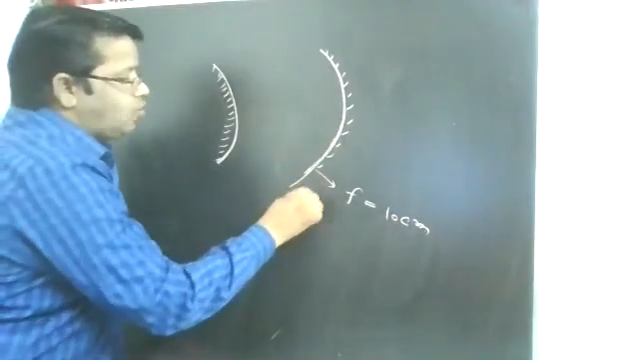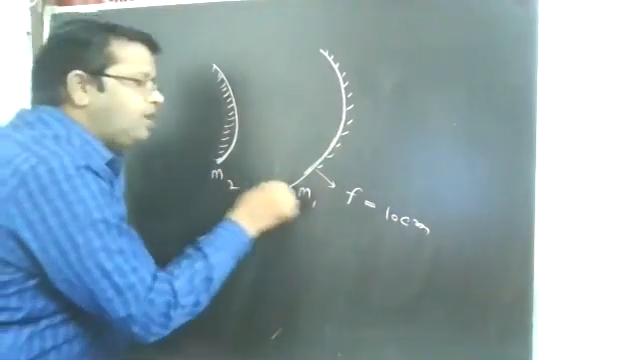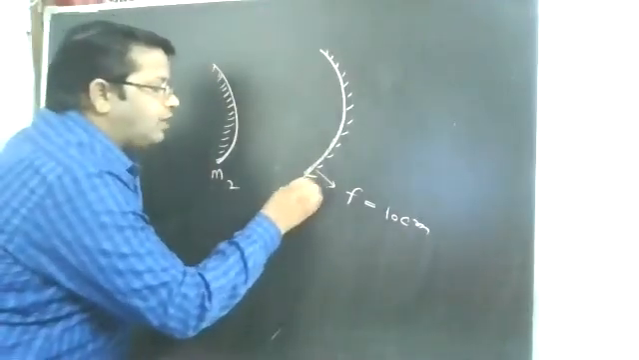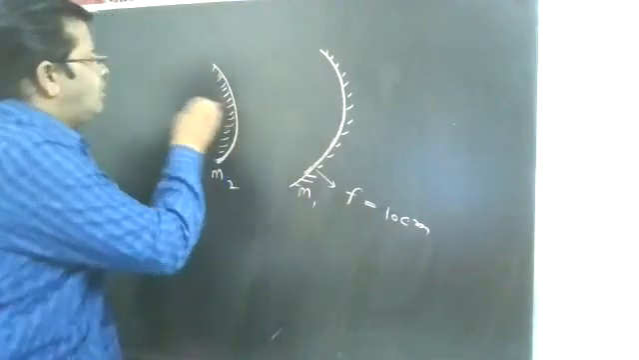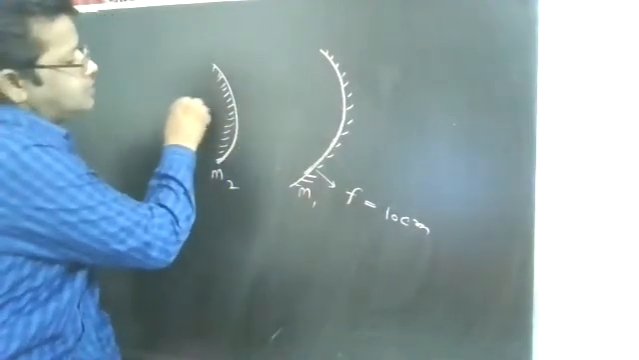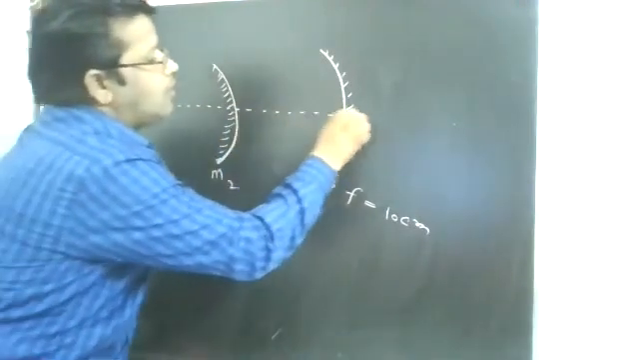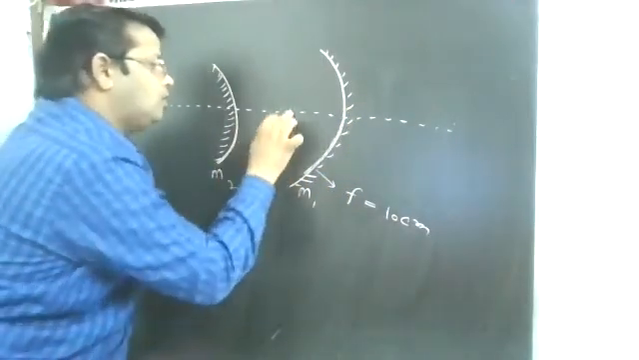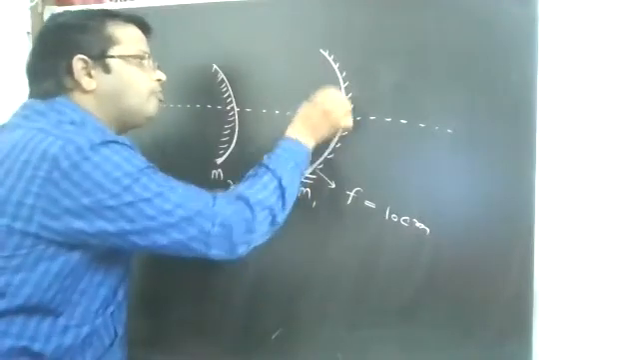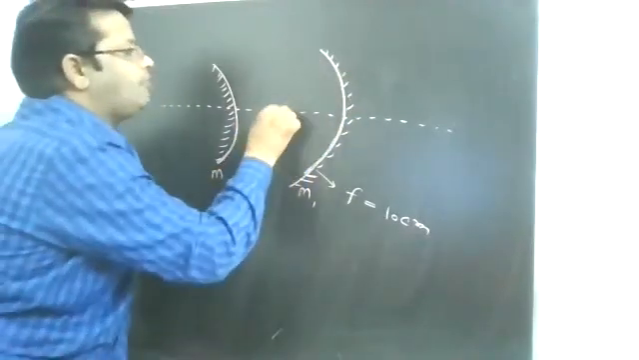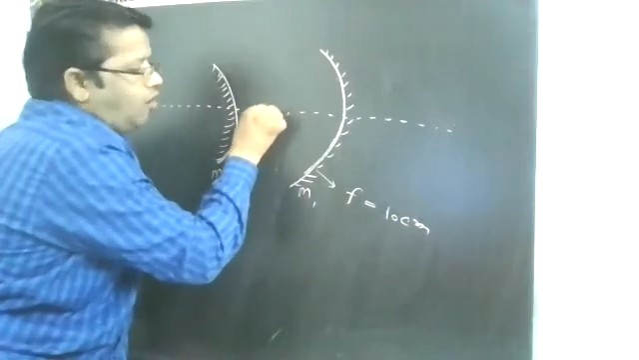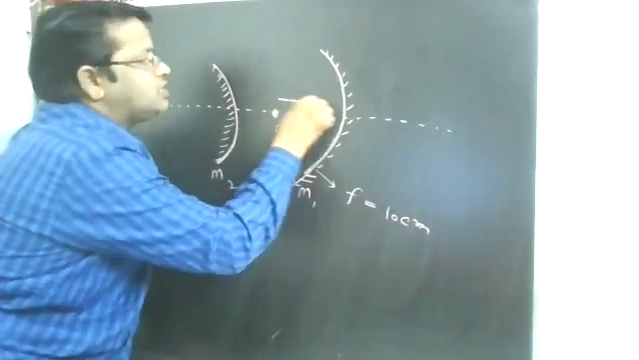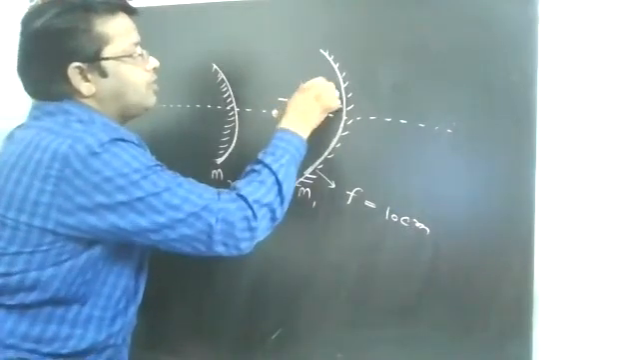This is mirror 1, this is mirror 2. Why mirror 1? Because first of all, reflection takes place through this one. Now see here, this is the principal axis. That is the focus point. Now, from the concave mirror, an object O is placed at a distance of 12 centimeter from the mirror.